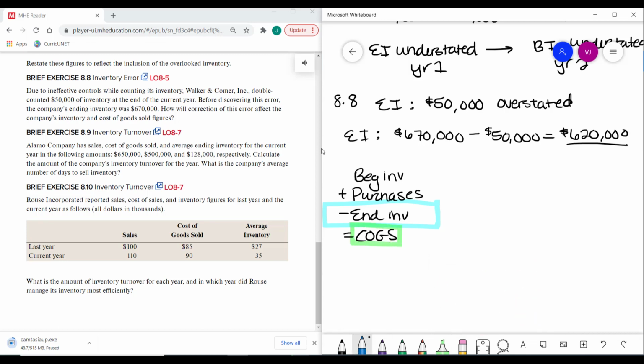So what do we do to fix an overstatement? We subtract the $50,000, right? But what do we do to fix an understatement? We add the mistake, the amount of the understatement in this case. So to fix cost of goods sold, whatever the amount of cost of goods sold currently is in the ledger, we would just have to add $50,000 to it to fix the fact that we double counted our inventory.